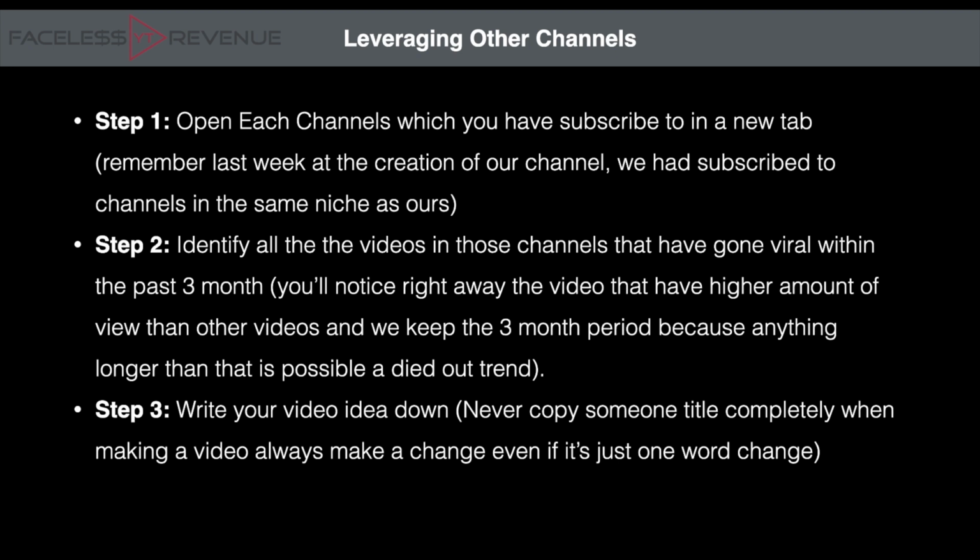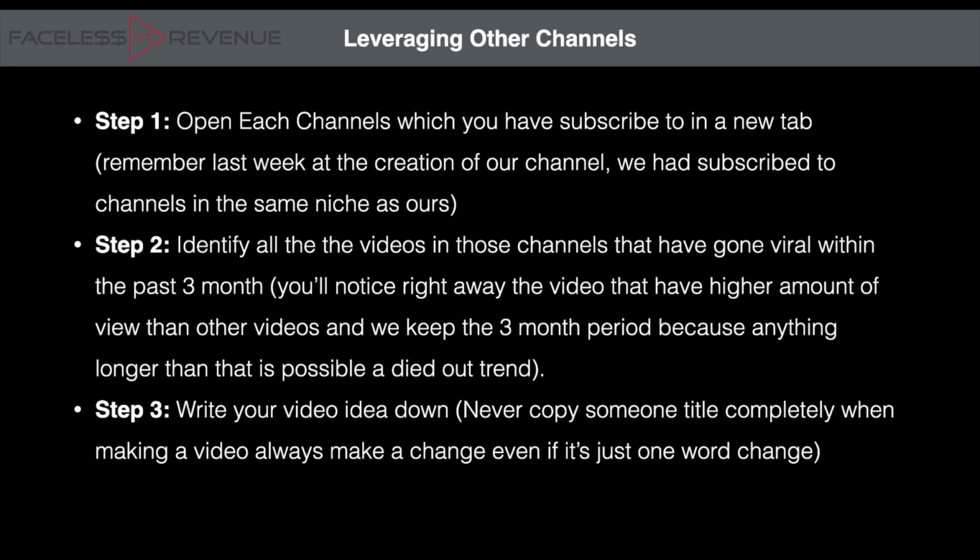And number 2, we're going to identify all those videos that have gone viral within the past 3 months. Now this is something I do every 3 months. I actually do it on a monthly basis, since I keep up to date. I do it for the past month. But as you get started, you're going to look at the videos that have gone viral within the past 3 months. You'll notice right away that there are certain videos that have a higher amount of views than other videos.